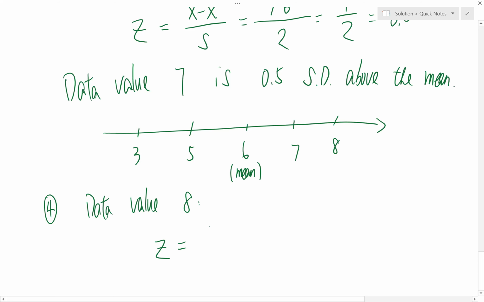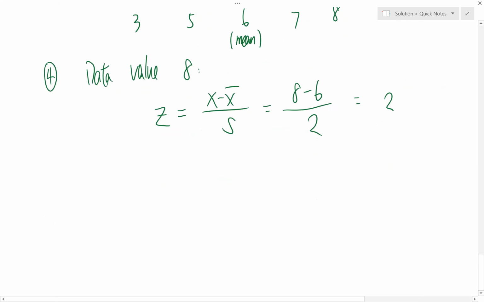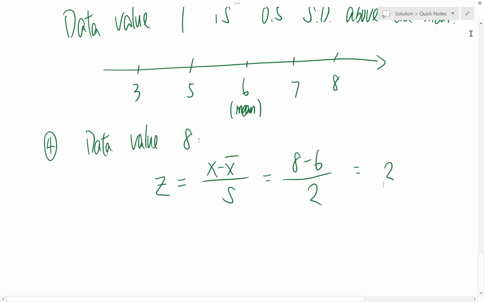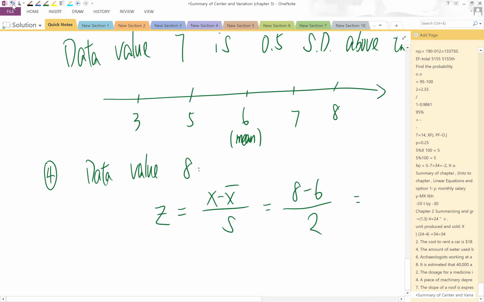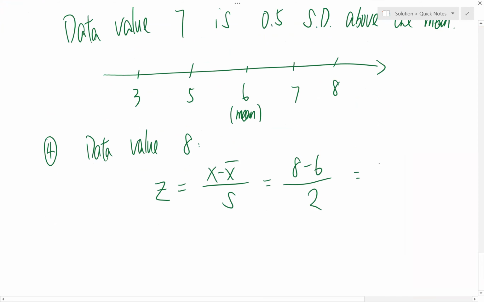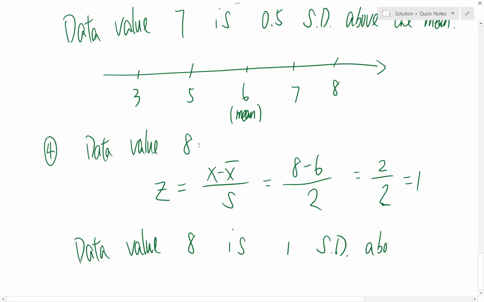Again, z-score equals x minus x bar over sample standard deviation. So it's 8 minus 6 over 2. So that turned out to be 2, right? Okay, so that means, no, it's 1. Sorry, yeah, this one is 1 standard deviation above the mean. Yeah, so 2 over 2, that's 1. So what this tells us is data value 8, which is the maximum value in our data set, is 1 standard deviation above the mean, meaning it's bigger than the mean. Okay.